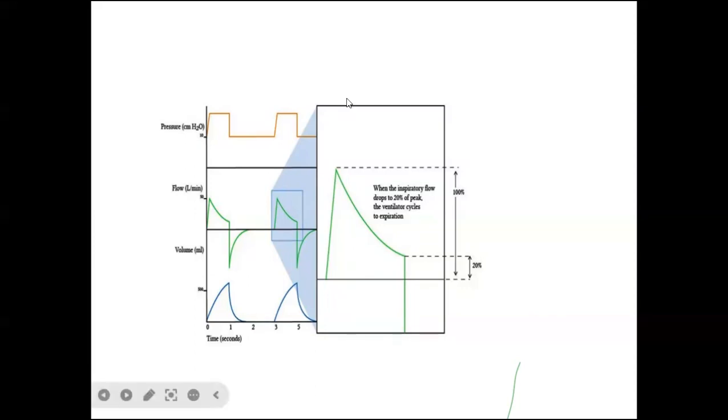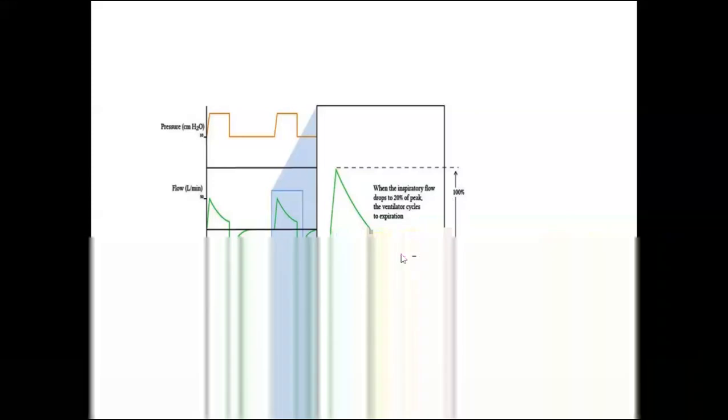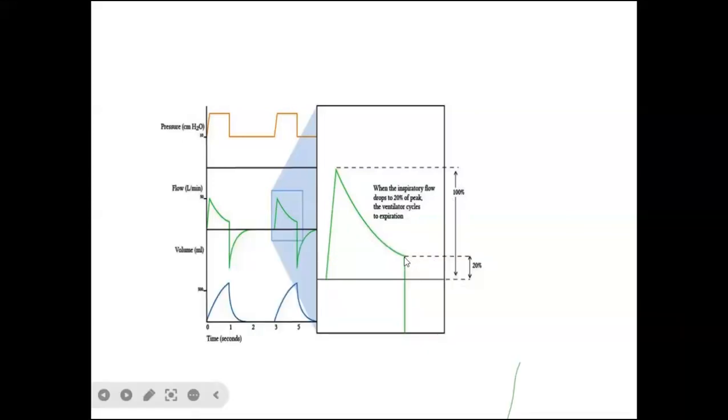In decelerating flow, when the flow is decreasing, you can tell the ventilator that when the flow decreases to a certain extent, like 20% or 30% of the peak flow, this is the peak flow, it is 100%, and it is coming down and reaches 20%. So here what happened? The ventilator switched off the flow and went back to expiration. This is flow cycling.